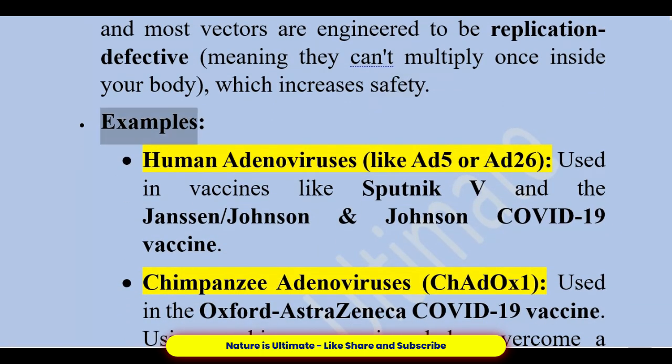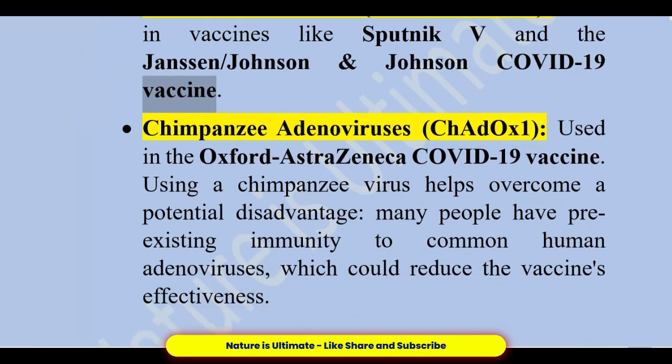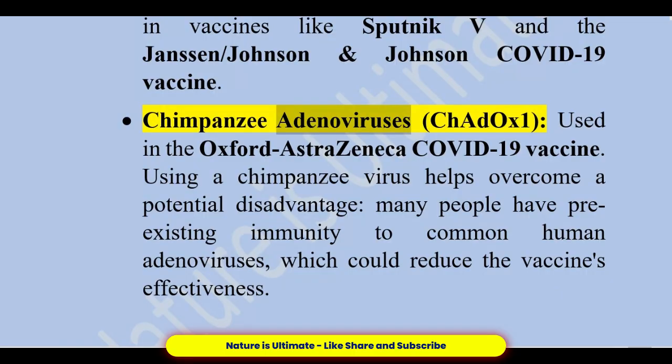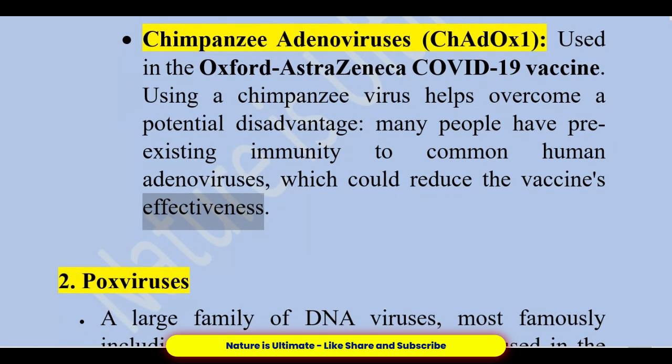Examples: human adenoviruses, like Ad5 or Ad26, used in vaccines like Sputnik V and the Janssen/Johnson & Johnson COVID-19 vaccine. Chimpanzee adenoviruses, ChAdOx1, used in the Oxford-AstraZeneca COVID-19 vaccine. Using a chimpanzee virus helps overcome a potential disadvantage. Many people have pre-existing immunity to common human adenoviruses, which could reduce the vaccine's effectiveness.